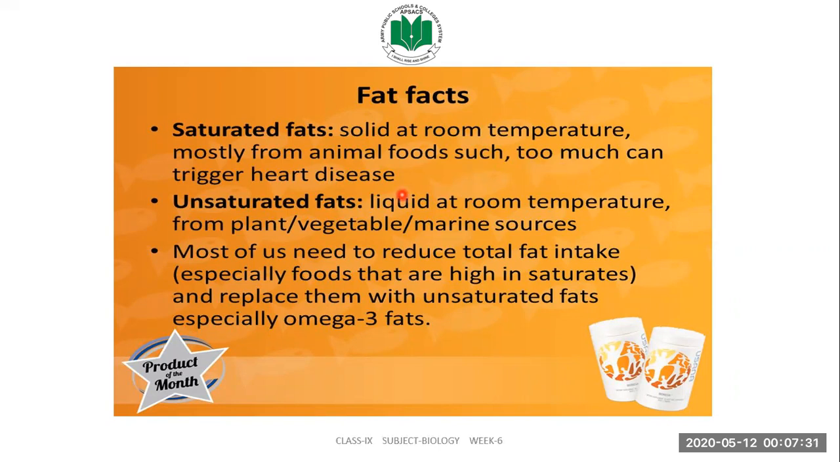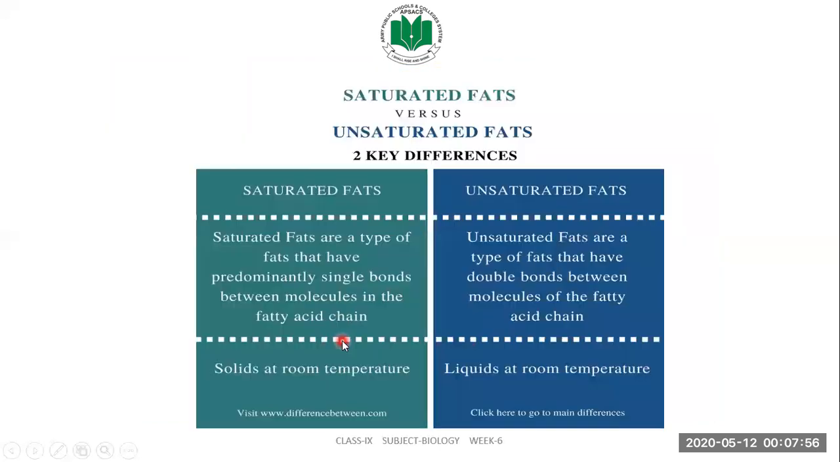On the other hand, unsaturated fatty acids are liquid at room temperature, for example oils, and they are obtained from plants, different vegetables such as sunflower, and marine sources. Most of us need to reduce our total fat intake, especially foods that are high in saturated or solid fats. We have to replace them with unsaturated fatty acids, especially omega-3 fats or oils.